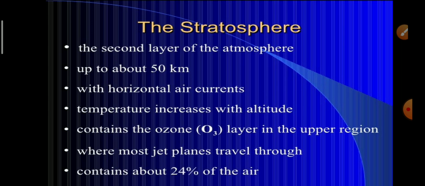Now stratosphere. The stratosphere is the second layer of the atmosphere. The stratosphere is the region of horizontal stable airflow which extends above the troposphere to about 50 kilometer above the surface of the earth. The absence of convection currents here makes the condition stable and ideal for flying jet planes. So this layer is ideal for flying jet planes. Why? Because of the absence of convection currents.